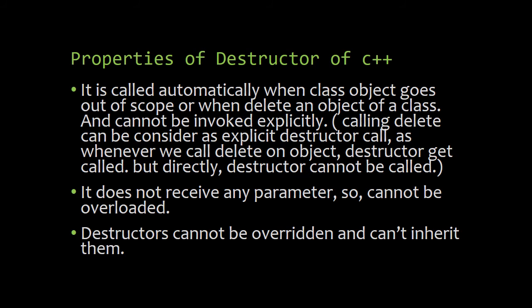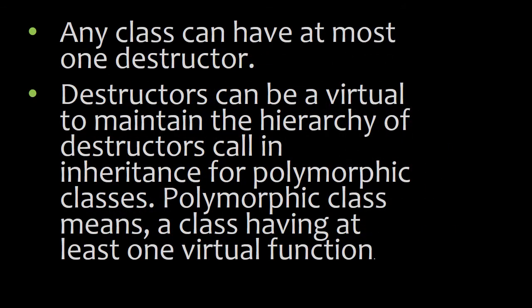It does not receive any parameter, so it cannot be overloaded. Destructors cannot be overridden or hidden, and you can't inherit them. Any class can have at most one destructor. Destructors can be virtual to maintain the inheritance of destructors, called for polymorphic classes. Polymorphic classes means a class having at least one virtual function.